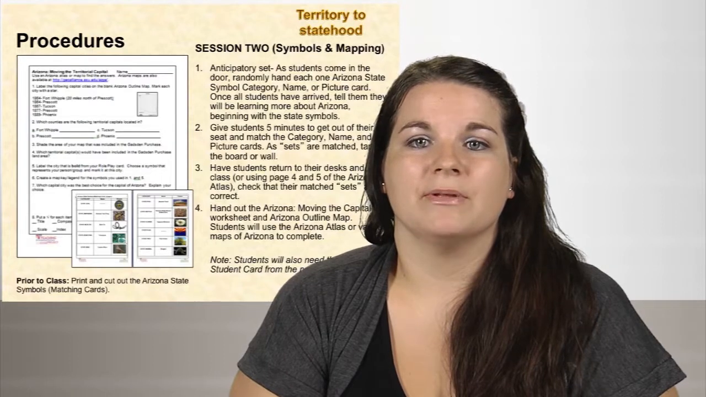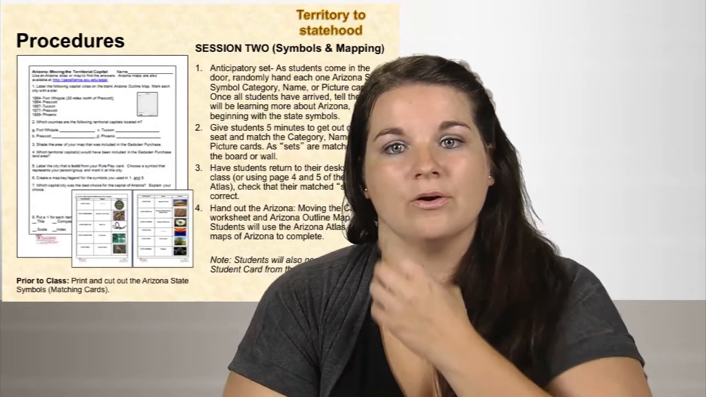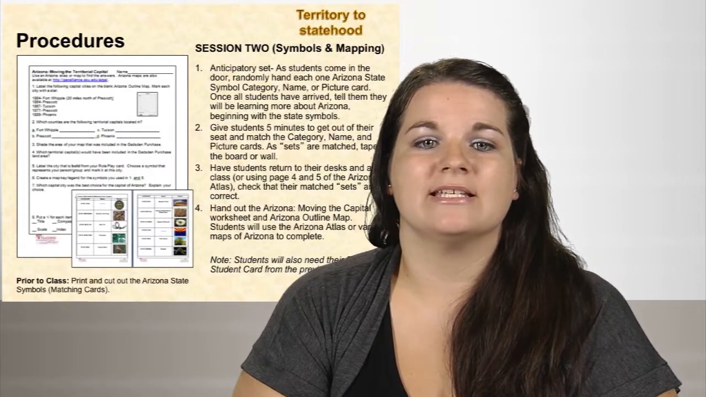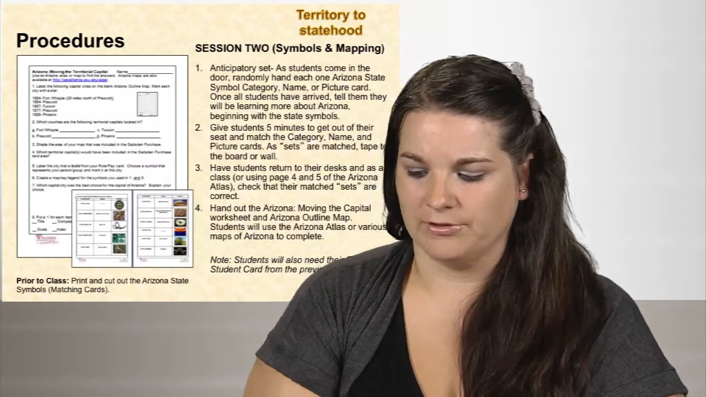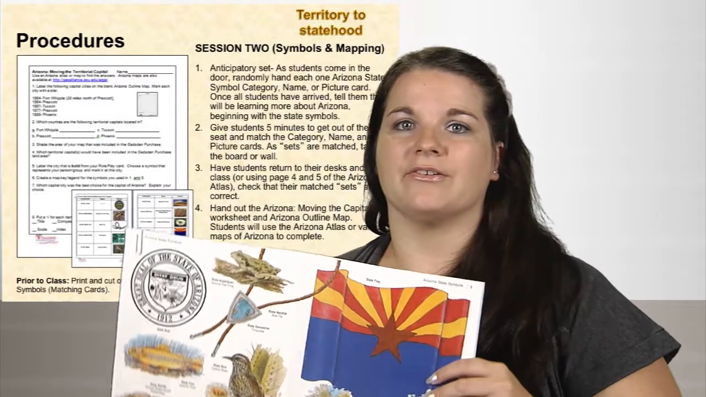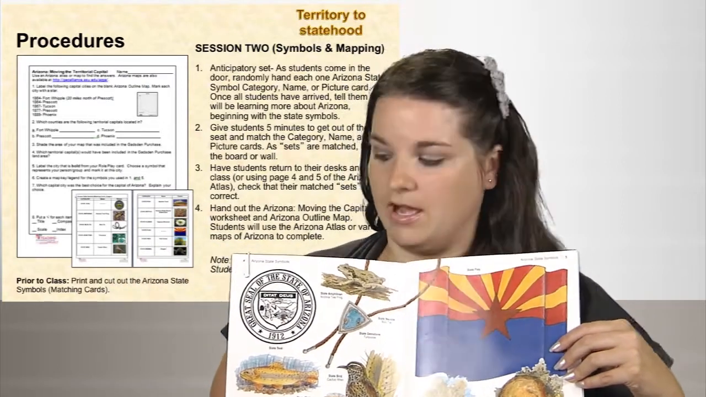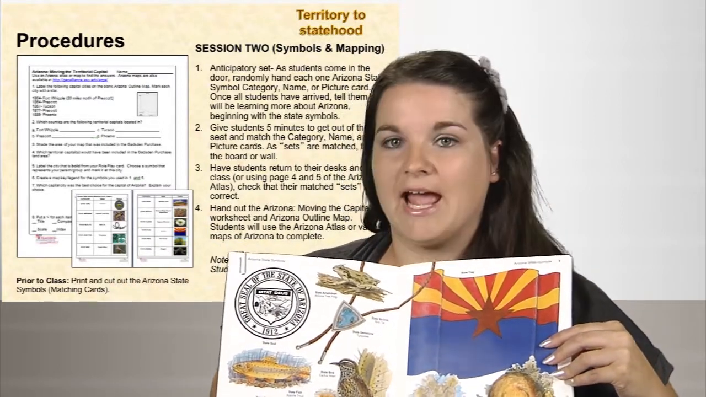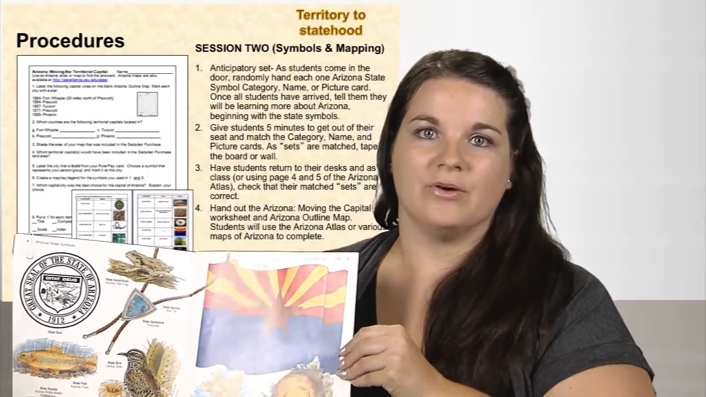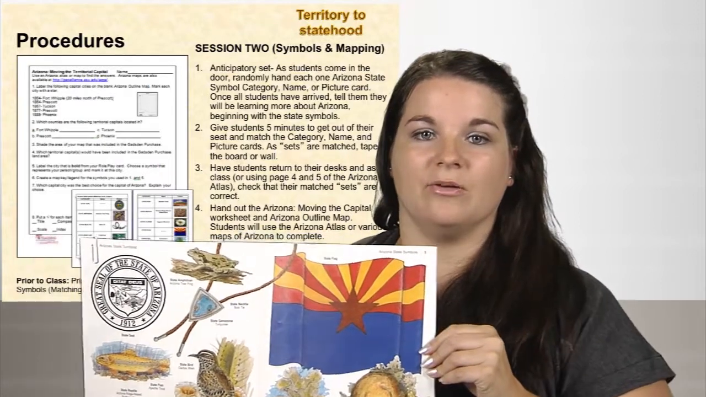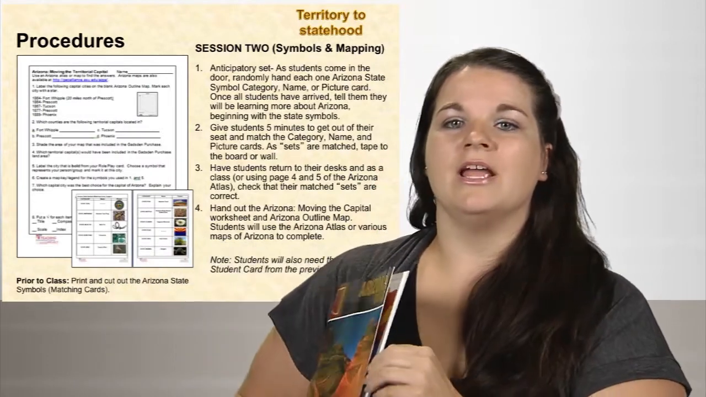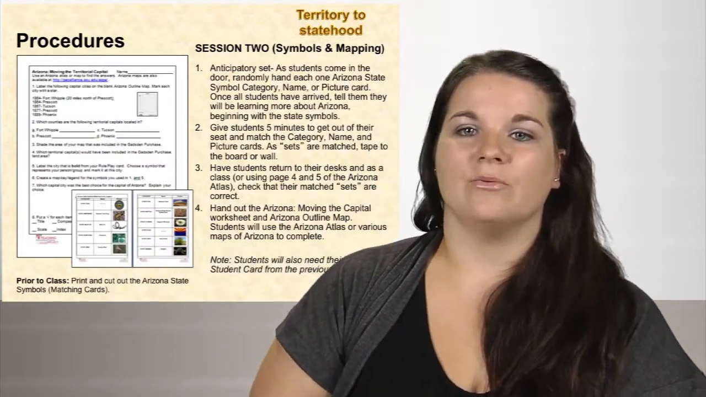For session 2, we're going to be looking at symbols and mapping. So what you're going to want to do prior to class is print out and cut the Arizona state symbols matching cards, and those are provided for you. They're also provided on pages 4 and 5 of that Arizona Atlas that I showed you at the beginning. So you're going to see that you're going to have a name, a category, and a picture. And so for each one, they're going to all be cut up, not out of the Atlas, but we've provided matching cards for you so that you have those available. And you're going to hand each student one of those as they walk into the classroom.